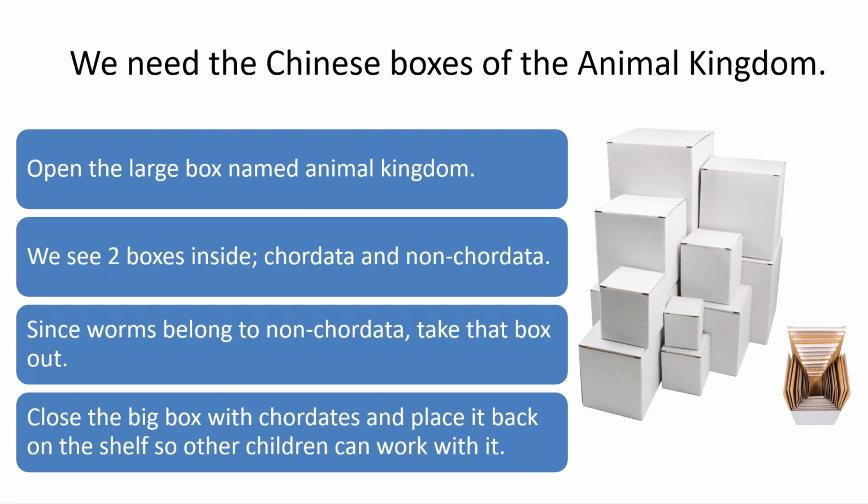We need the Chinese boxes of the animal kingdom. Open the large box named Animal Kingdom. We see two boxes inside, chordata and non-chordata. Since worms belong to non-chordata, take that box out. Close the big box with chordates and place it back on the shelf so other children can work with it.